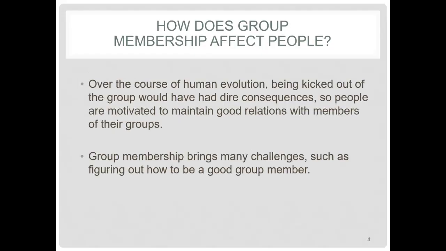So over the course of human evolution, group membership has been life or death, and being kicked out of a group had dire consequences. So we developed evolutionarily to be good group members. Humans are especially social. One of the cruelest things you can do, and it's actually a form of torture, is to put someone in solitary confinement. We don't last long in solitary confinement because we are meant to be with people.